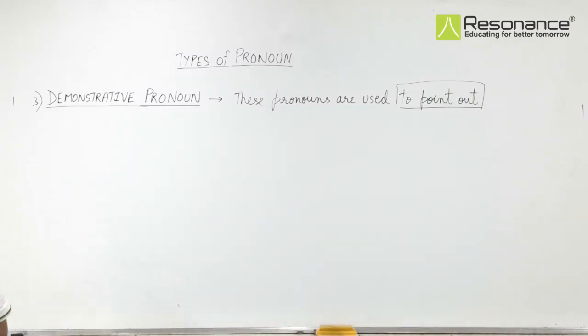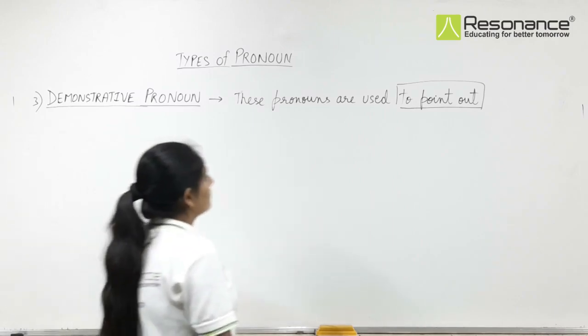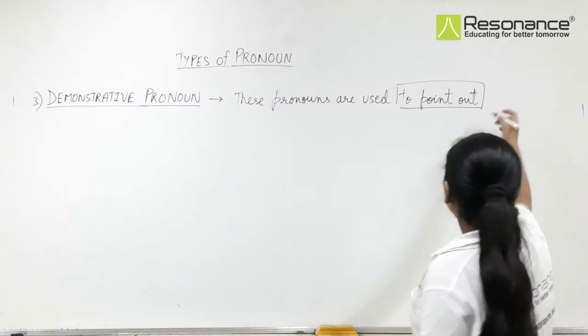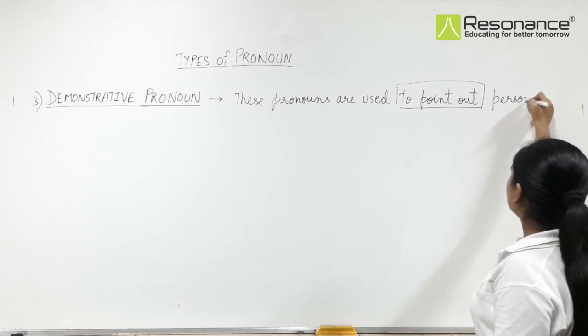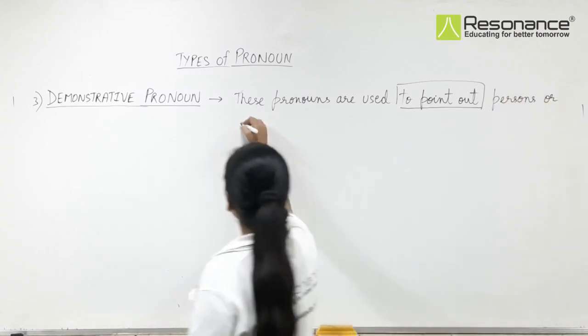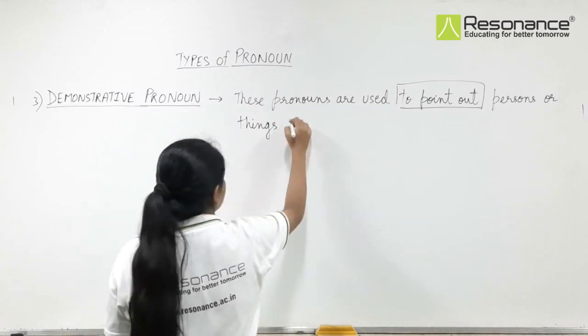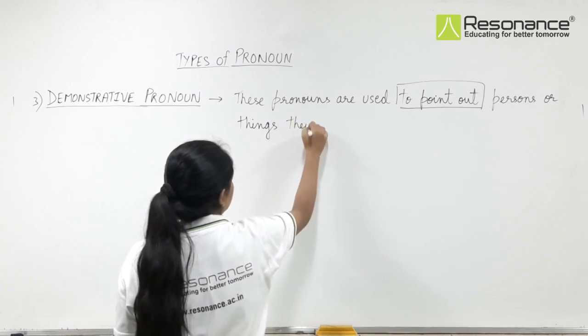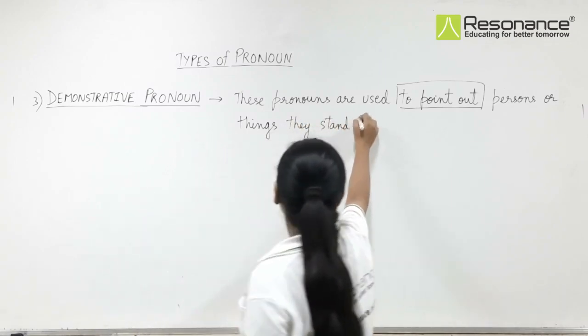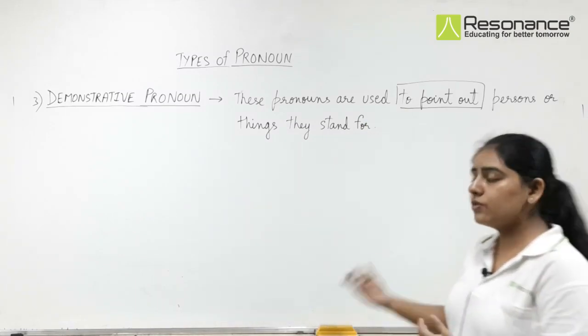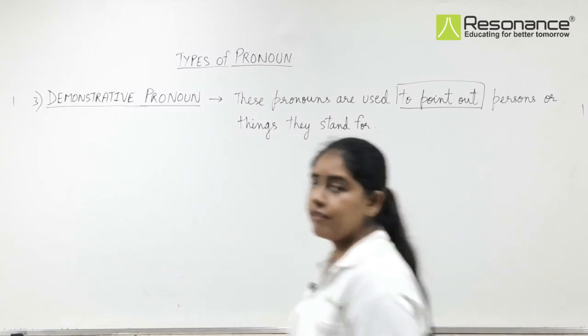Now again there are several categories under demonstrative pronoun. अच्छा, ये किसको point out कर सकते हैं? कोई भी चीज़ हो सकती है. They can point out persons or things. Anything, किसी भी चीज़ को कर सकते हैं ये, for which they stand. They are used to point out persons or things they stand for, means जिसके भी लिए ये use हुआ है, जिस भी चीज़ को या इंसान को ये रेफर कर रहा है उसके लिए.